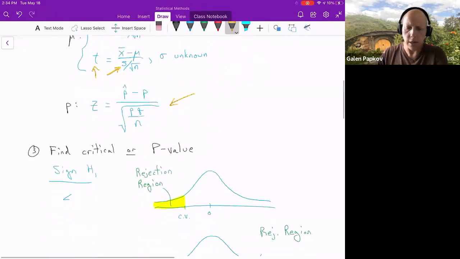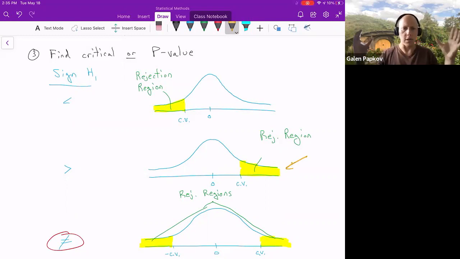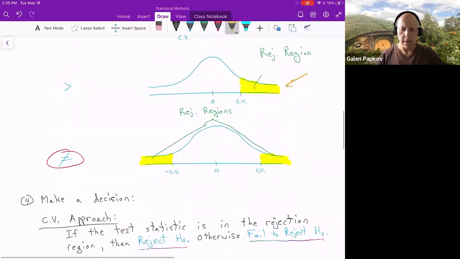Step three is another one that you saw in a previous video, and this is finding critical value or p-value. You haven't seen the p-value yet, but I'll talk about that in a moment. But you have practiced finding critical values. And again, if your sign in H1, the alternative hypothesis, is a less than sign, your critical value is likely going to be negative in your rejection region on the left, like the picture shows. If you have a greater than sign, your rejection region is going to be on the right. And if you have a not equal to sign, then you are splitting your rejection region onto both sides equally. So that's a step that you've had practice with.